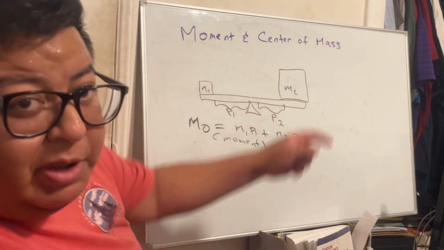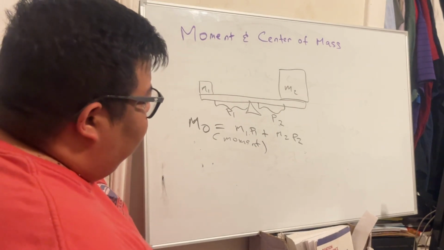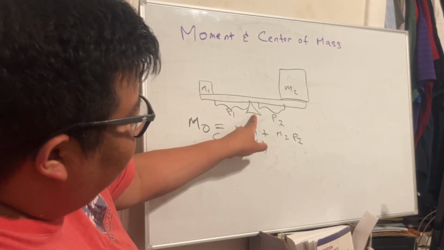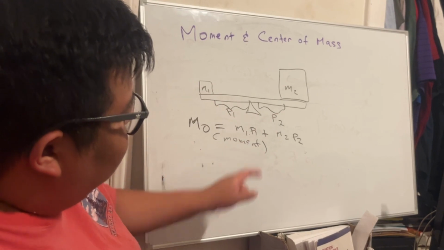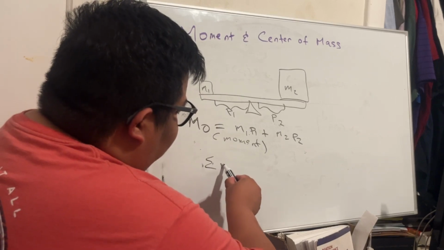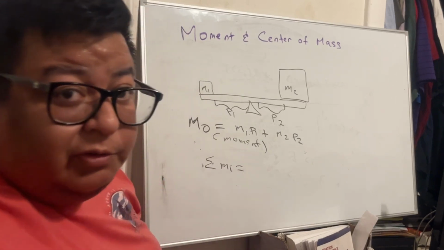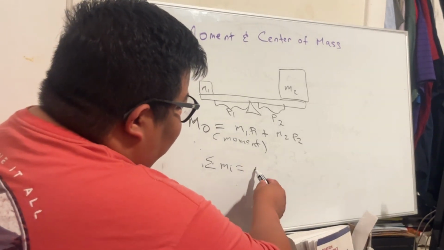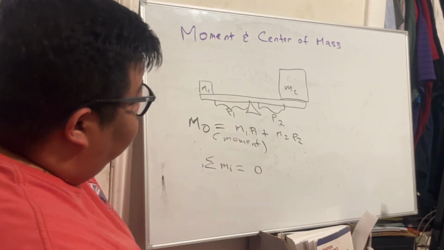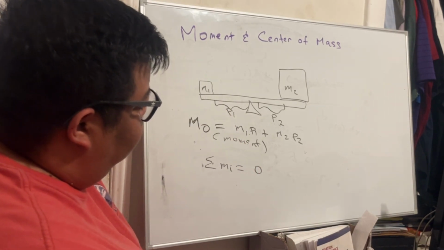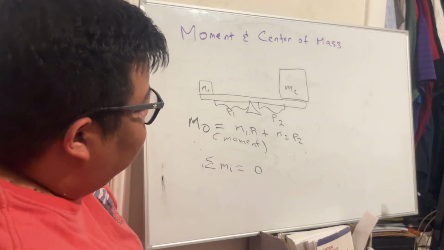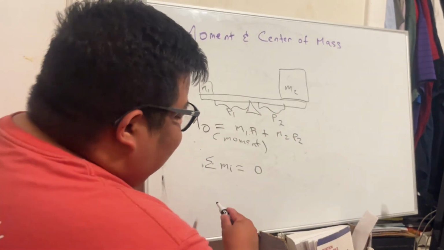And then the center of mass is when you modify P1, the distance between the origin, the middle, and each object, so that the sum of each moment is equal to 0. That's the center of mass. That means that the system we're talking about is in equilibrium.